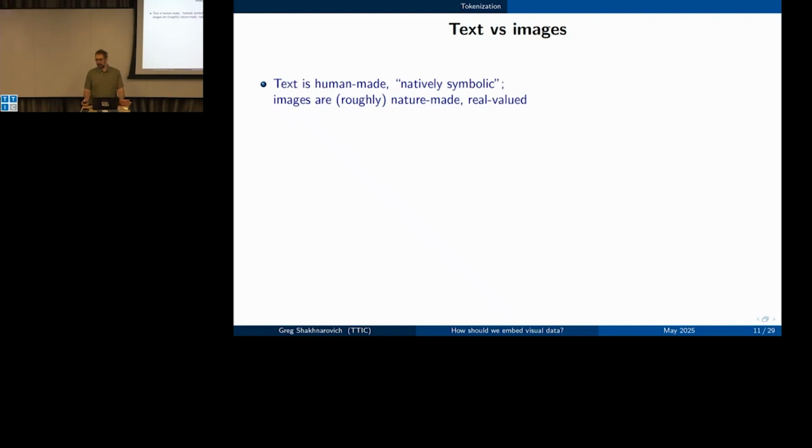Images are made by nature. Some images are made by people, but let's think about photographs just. I'm happy to discuss offline how it's true even for things like art. But images are made by nature. They're naturally real valued, and please don't start arguing with me about pixels, RGB being 256 possible values. Images are really kind of real valued. They don't necessarily represent symbols.